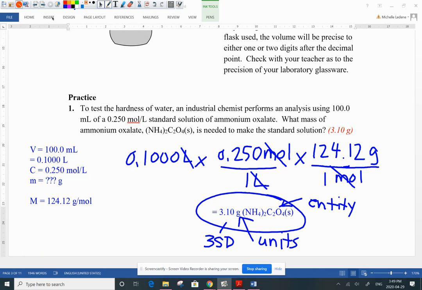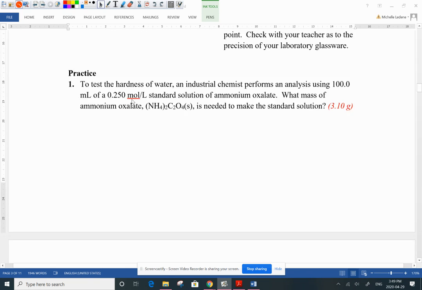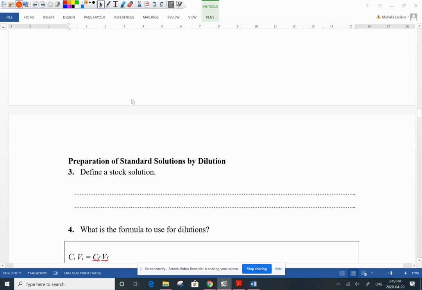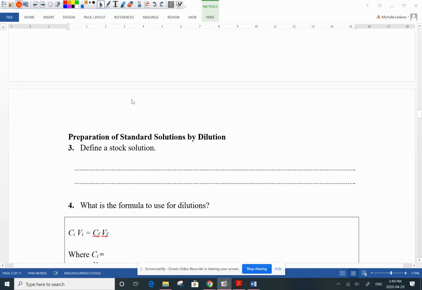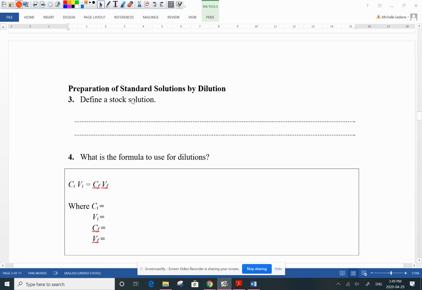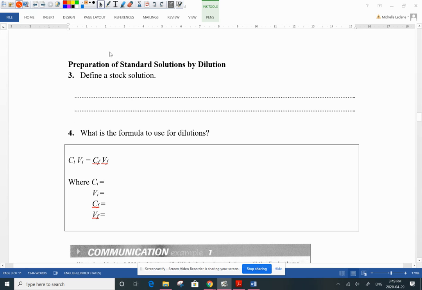So you can do a bit of practice. You don't have to do every single question in this booklet. Maybe just do the odds, okay, or do them all, whatever feels comfortable for you. There's some more at the end of this booklet as well that you can get some extra practice in. Okay, so that is how we make a solution from a solute, from a solid.